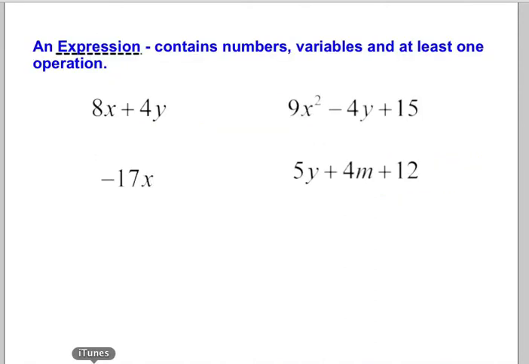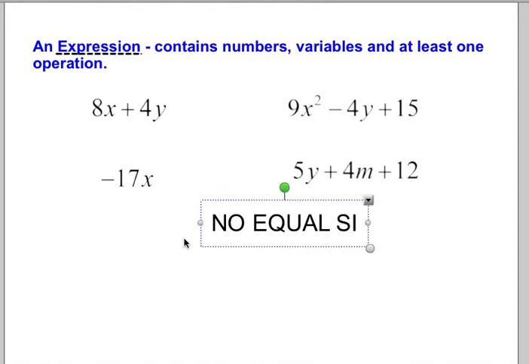An expression contains numbers, variables, and at least one operation. So the following are all expressions, and something that's really important is that there is no equal sign in an expression.